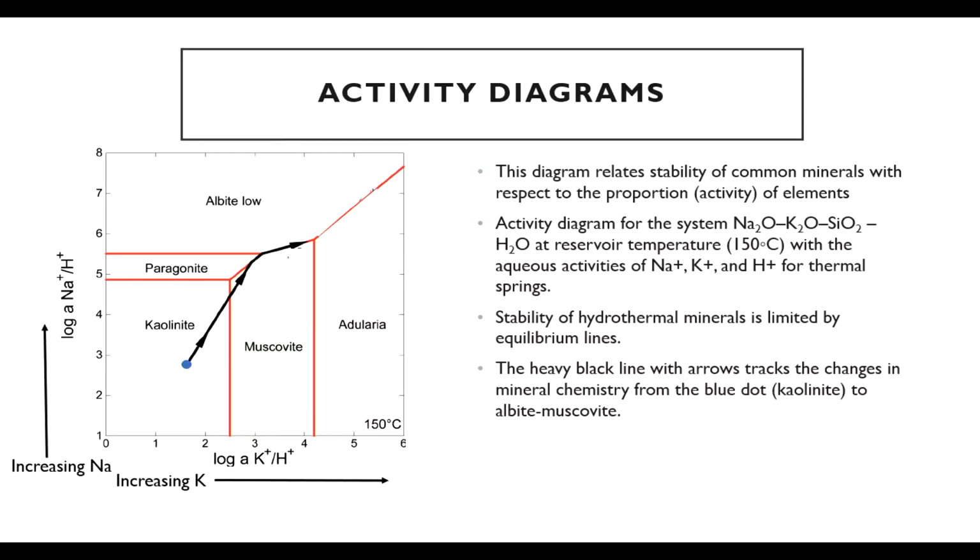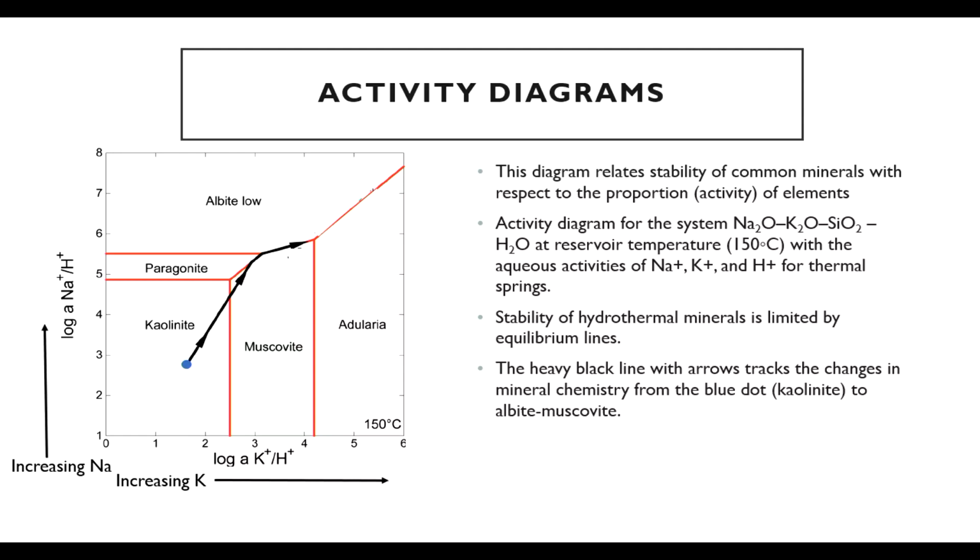The final one I'll briefly talk about is called an activity diagram. Activity is a thermodynamic way of looking at the proportion of something. Technically you should be looking at a chemical potential. With chemical potential, things move down gradients just like water, like osmosis or diffusion, and chemical potential is just measuring those gradients to see how things will move. Activity is a similar scenario.